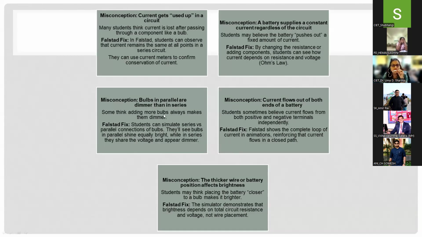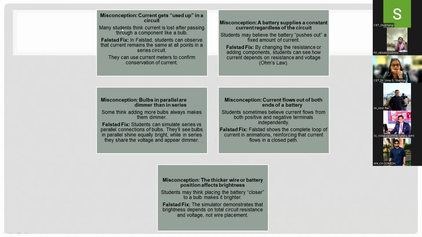Now, some students also think that bulbs in parallel are dimmer than in series. There are some misconceptions there. But with the help of Falstad, students can simulate series versus parallel connection of bulbs. They will see bulbs in parallel shine equally bright, while in series the voltage is divided and the bulbs appear dim. So all the misconceptions will get cleared here.